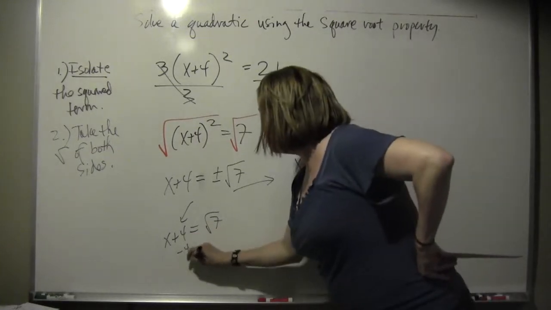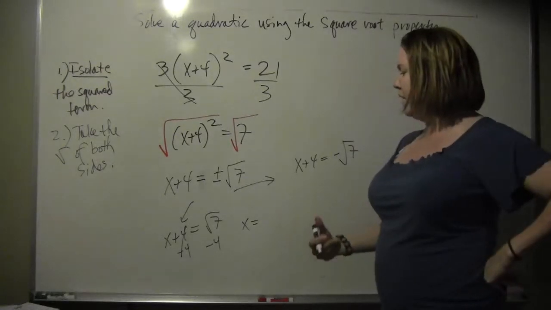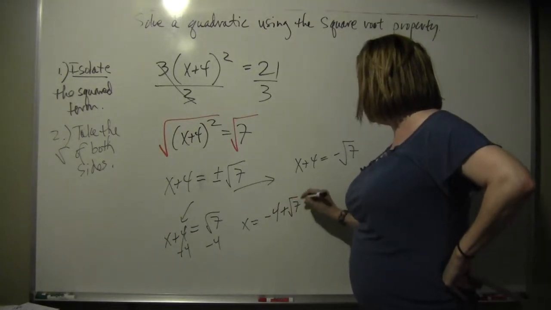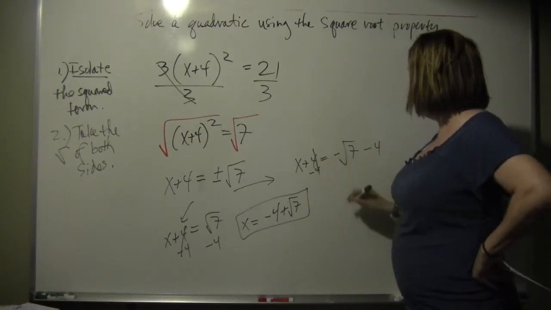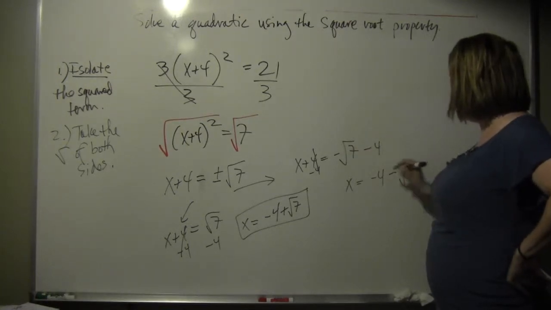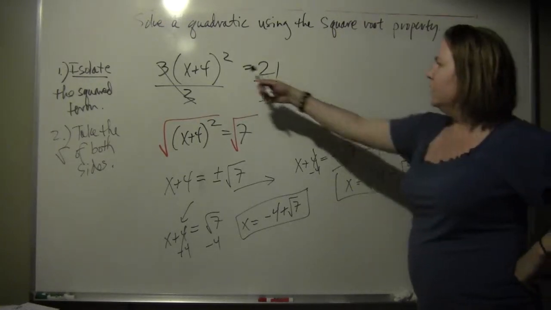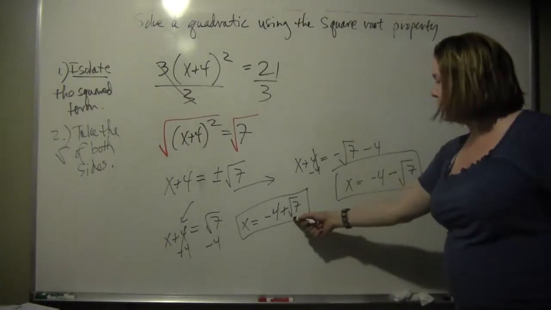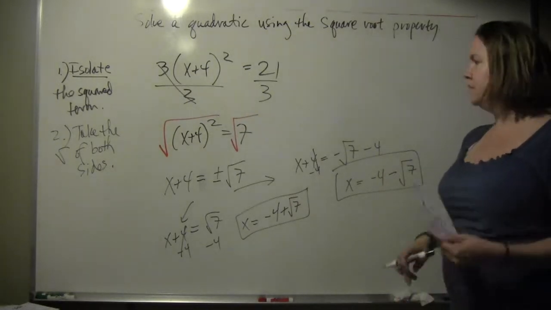So we subtract 4 from both sides, and you get x equals, I'm going to go ahead and put my number first. X is going to equal a negative 4 plus square root of 7. And if I subtract 4 up here, I'm going to get x equals a negative 4, I'm going to switch these, minus square root of 7. So these are my 2 solutions to this equation. Okay? And again, these are x-intercepts.